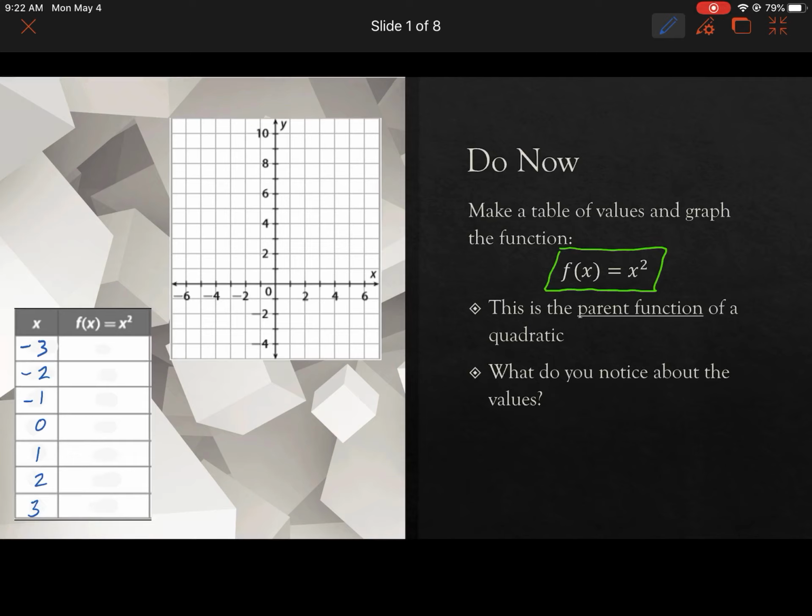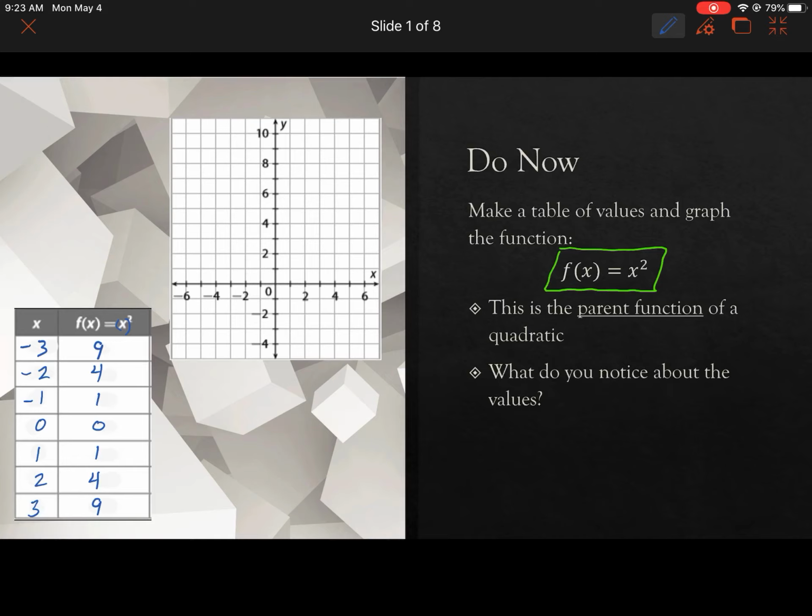All right, so if we're substituting these input values into the x of the equation, we're actually just squaring everything, right? That's what the function's telling us to do. So -3 squared would be -3 times -3, so 9. -2 squared would be 4. -1 squared would be 1. 0 squared obviously is 0. 1 squared is 1. 2 squared is 4. And 3 squared is 9.